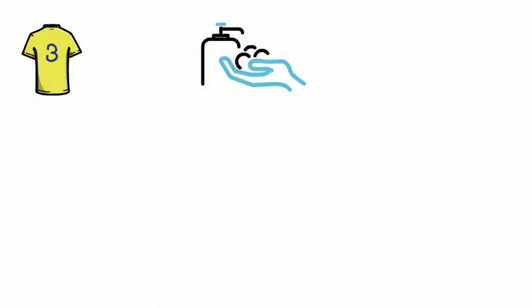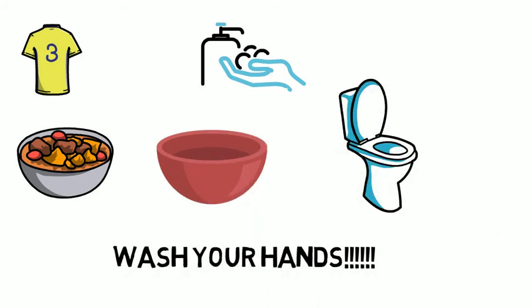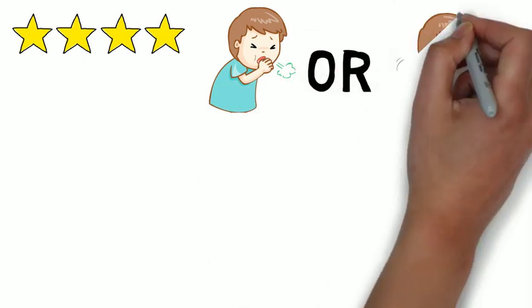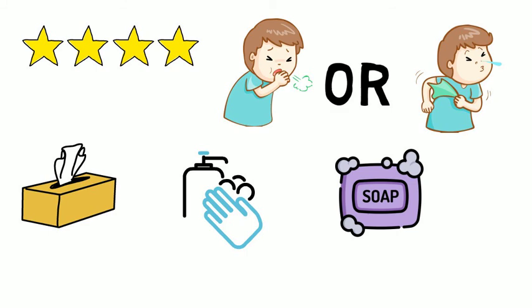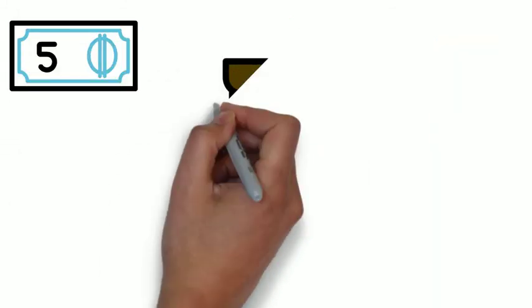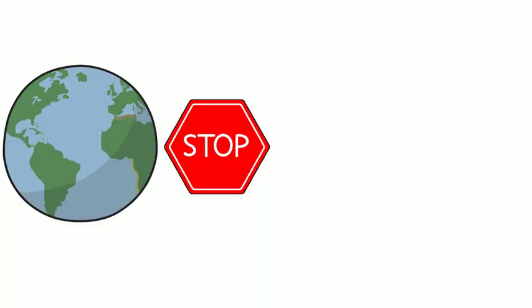3. Always wash your hands before eating, after eating, after going to the toilet, and after touching dirty stuff. 4. When you cough or sneeze, use a tissue and then wash your hands thoroughly with soap. 5. If a person is sick and they have to go outside, use a mask. Viruses are everywhere, but that doesn't stop us from stopping them.